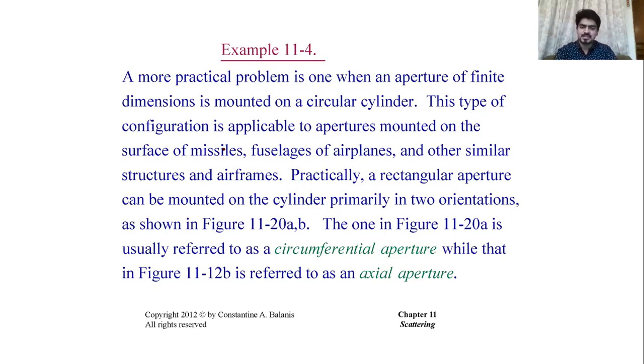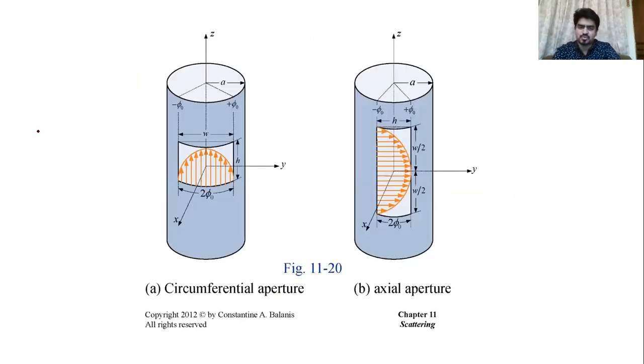So as you can see, we are going to have these two cases. Let's go to the geometry. Here you can see that the larger dimension is along the circumference of the cylindrical structure. So that is nothing but a circumferential aperture. In the second case, the larger dimension is along the axial direction, along the length of your cylindrical structure, and as a result, this kind of aperture can be called an axial aperture.